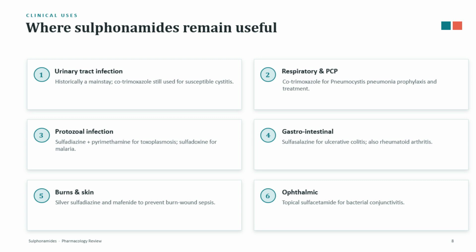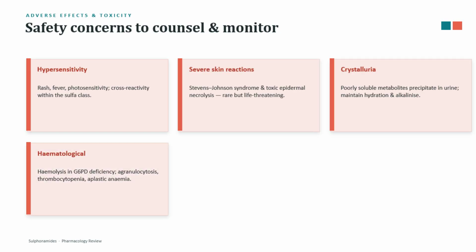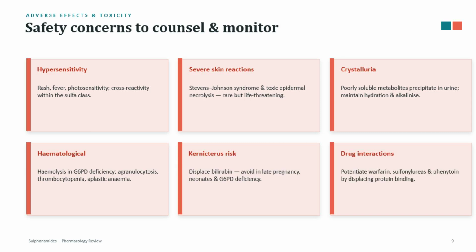For burns and skin, silver sulfadiazine and mafenide prevent wound sepsis. And in the eye, topical sulfacetamide treats bacterial conjunctivitis. 6 areas, that's your map of where sulfonamides still matter today. Now the part that keeps our patients safe, the adverse effects, and these come up constantly in exams.